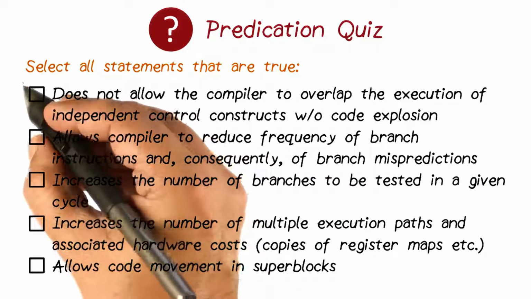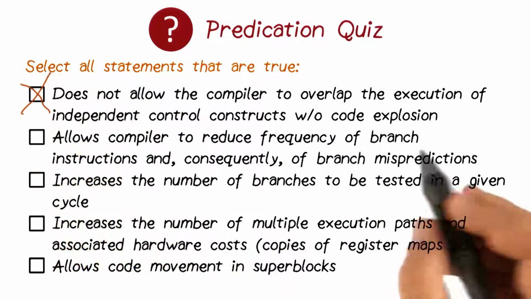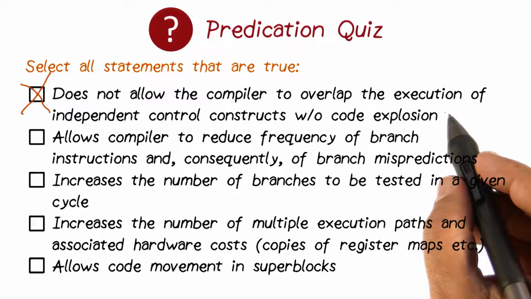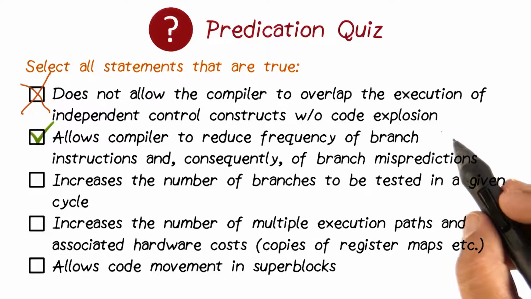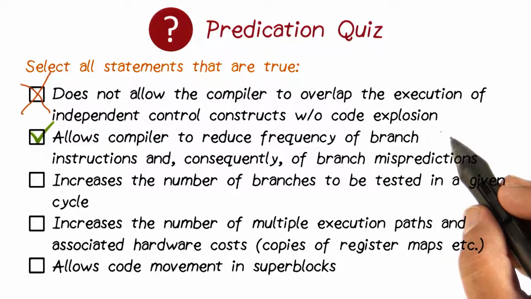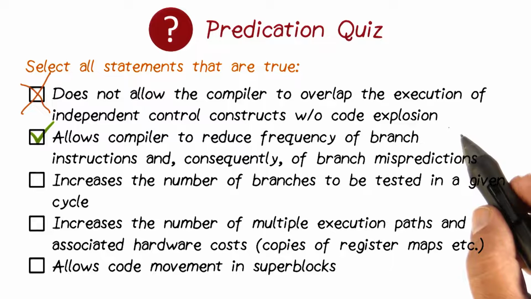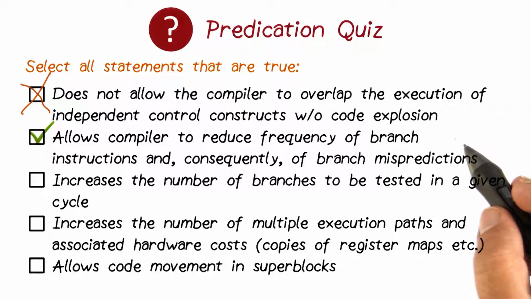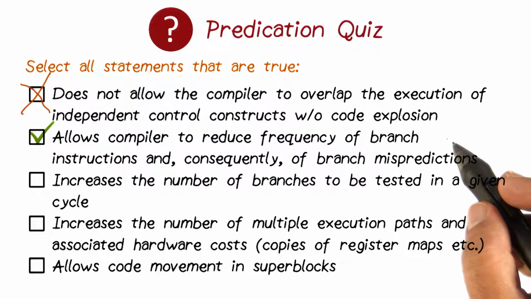This statement is false. As far as all those instructions which are independent, the compiler still is able to schedule them efficiently, and predication does not hinder that at all. Let's look at the next statement. Allows compiler to reduce the frequency of branch instructions and consequently of branch mispredictions. This statement is true, and so the conversion of control dependency into data dependency allows you to execute both sides of the branch and gets around the branch penalty.